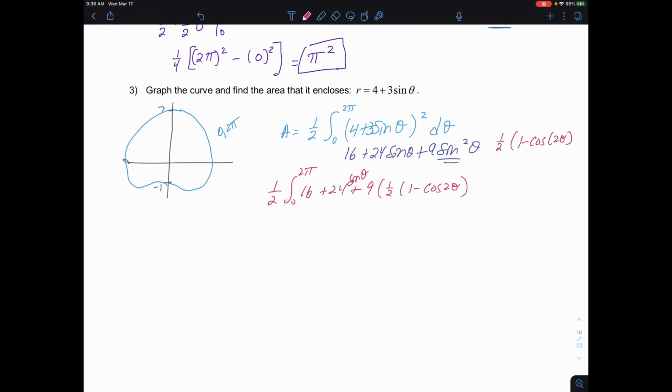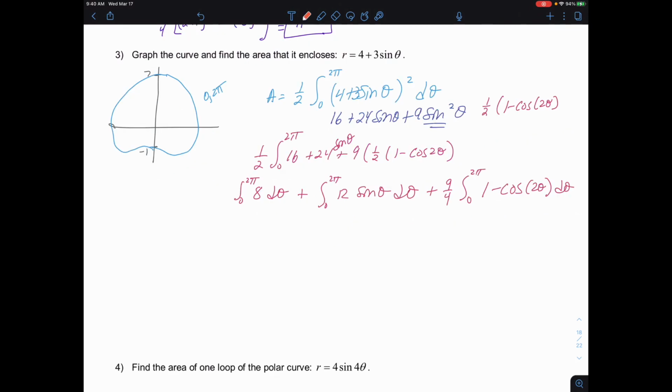I'm going to divide them by half as I split them up. So the integral from 0 to 2 pi of 8 d theta plus the integral from 0 to 2 pi of 12 sine of theta d theta. And then here I'm going to have 9 over 4, I'll just pull that out, times the integral from 0 to 2 pi of 1 minus cosine of 2 theta d theta. So let's go ahead and do our integration.